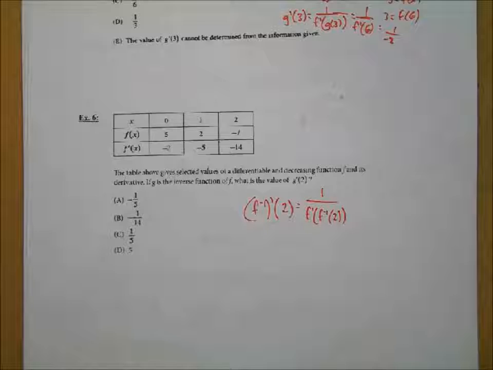So, you want to evaluate what is G of 2? Or what is an inverse of 2? Oh, I see. I'm supposed to switch around the x and y values, but do I see two values for 2? One of them is x. So yeah, f of what gives you 2 there according to the table? 1. So then it'll be 1 over f prime of 1.